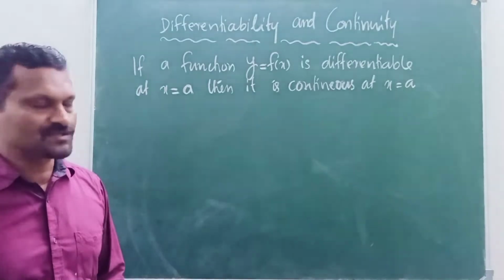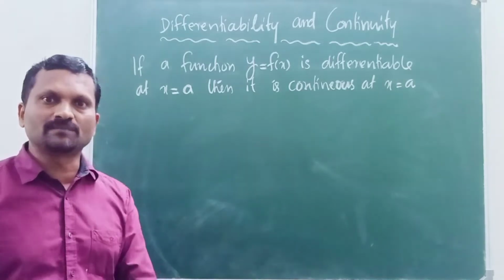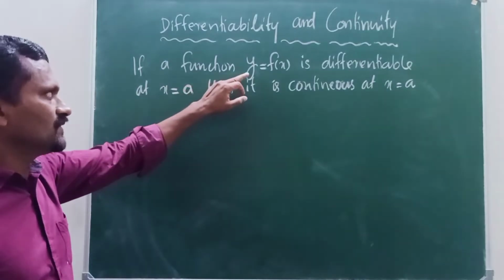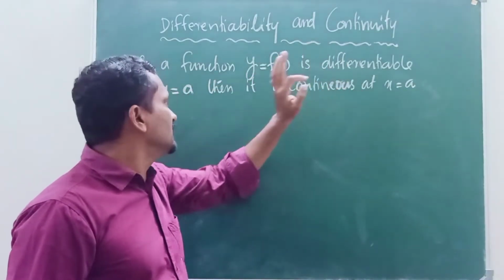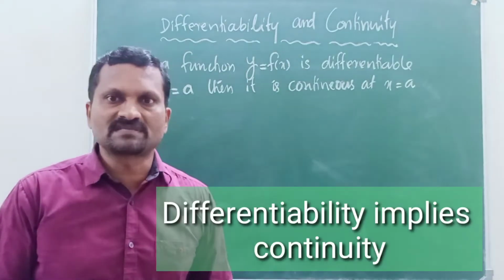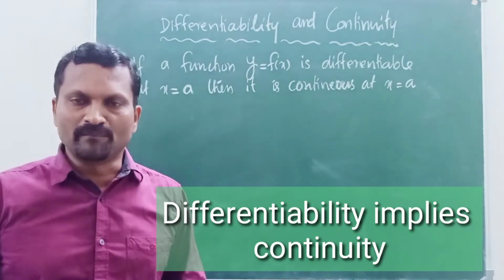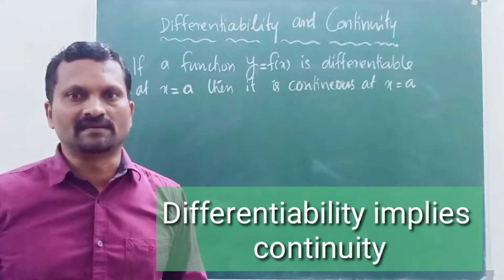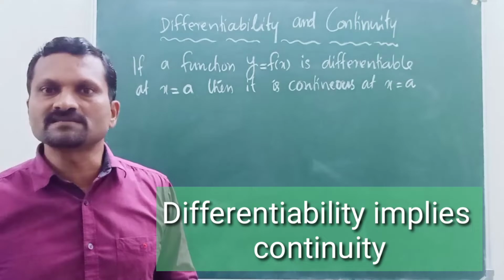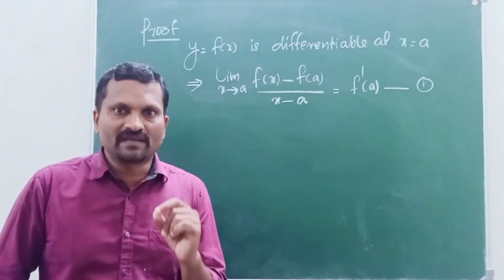Next we pass to the session on differentiability and continuity, the interconnection between differentiability and continuity. If a function y equal to f of x is differentiable at x equal to a, then it is continuous at x equal to a. That is, differentiability implies continuity. That means if a function is differentiable, it is continuous. Next we pass to the proof of the given statement.